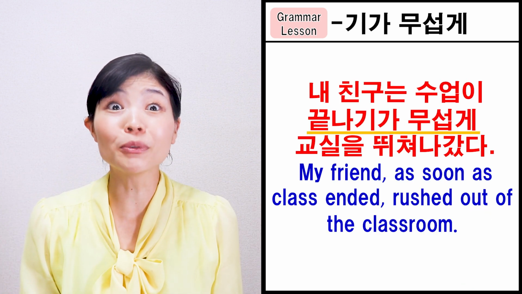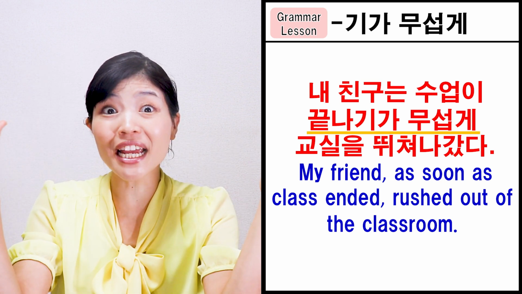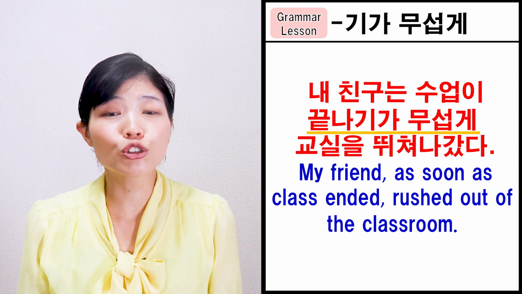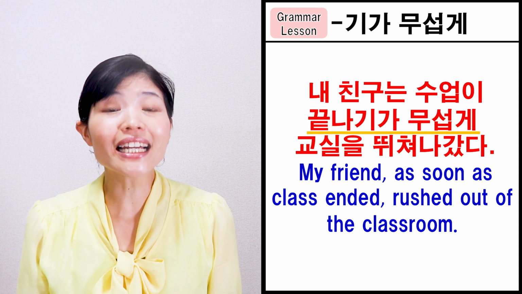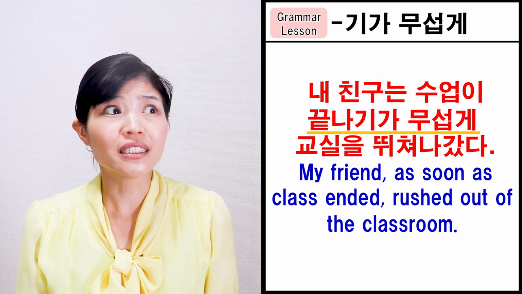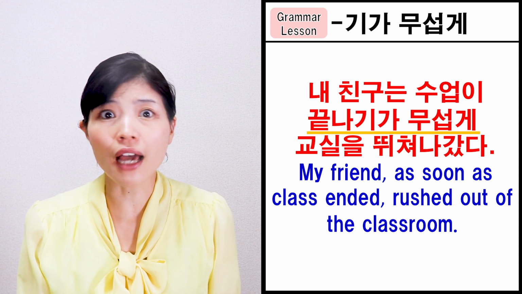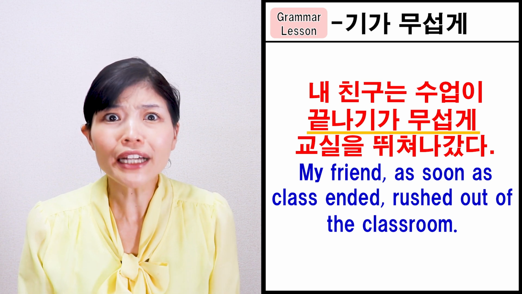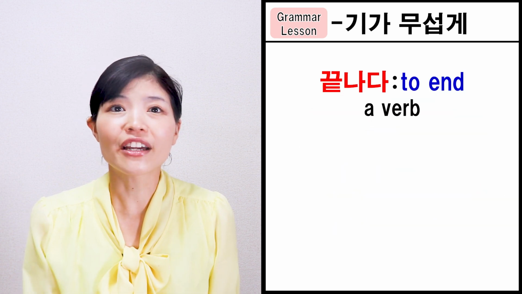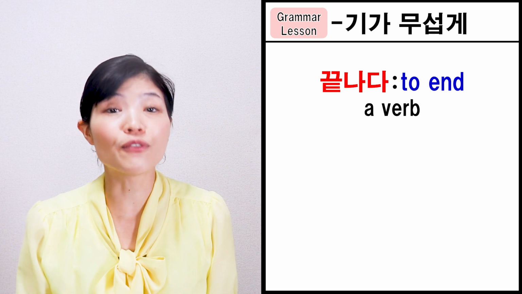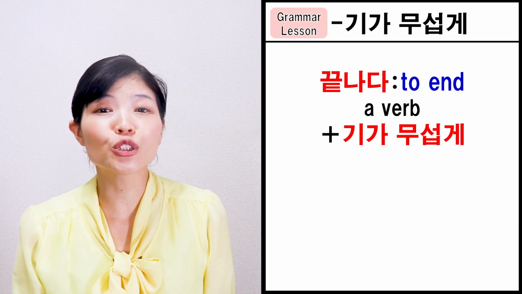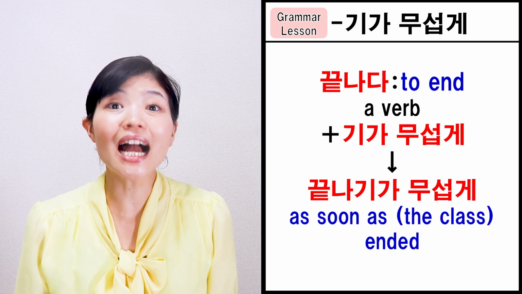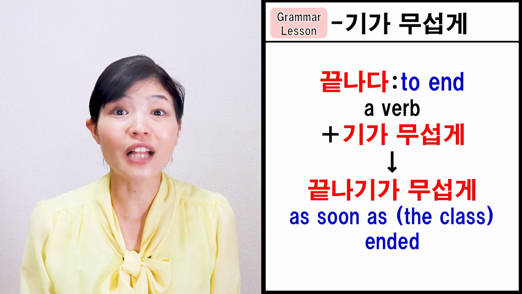Now let's read the sample sentence to see a swift exchange of actions. 내 친구는 수업이 끝나기가 무섭게 교실을 뛰쳐나갔다. My friend, as soon as class ended, rushed out of the classroom. Here, 끝나다 to end is a verb. So you add 기가 무섭게 to make 끝나기가 무섭게 as soon as the class ended.